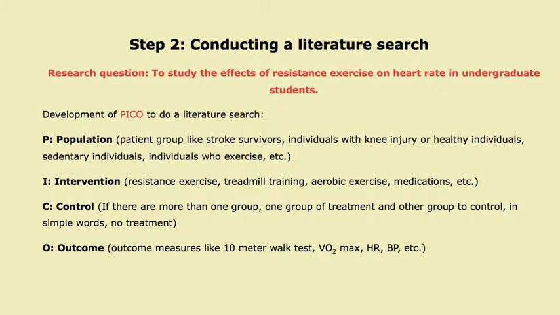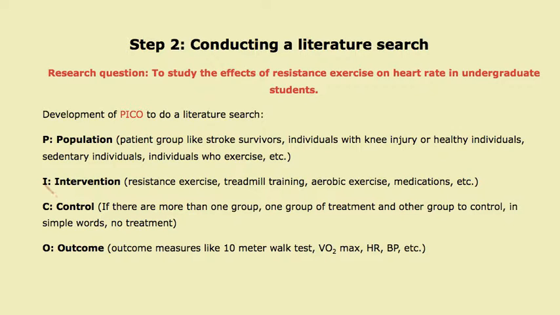PICO stands for population, intervention, control, and outcome. Population is exactly how it sounds, who you are examining. Patient groups like stroke survivors, individuals with knee injury or healthy individuals, sedentary individuals, individuals who exercise, etc. Intervention may include a treatment or a procedure. Resistance exercise, treadmill training, aerobic exercise, medications, etc.